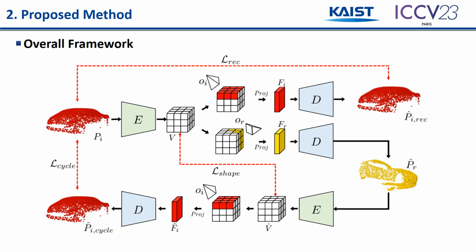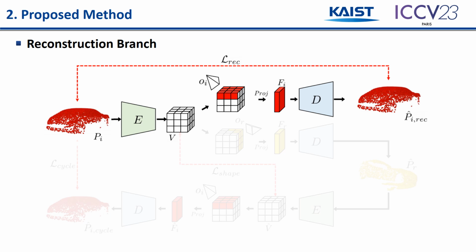This is the overall framework. Input point cloud PI is entered into our network. The pose of the input point cloud OI and a randomly sampled pose OR are used during training. To ensure our network can reconstruct the input point cloud, we use input pose OI to generate the PI reconstruction head. We constrain reconstruction loss with the input to make the PI reconstruction head identical with the input.